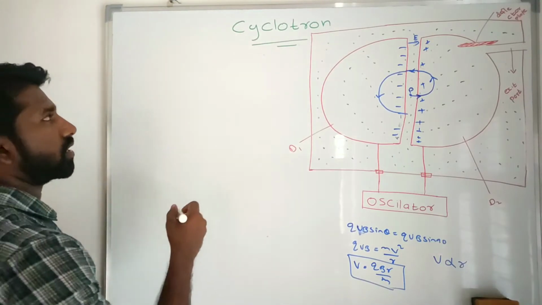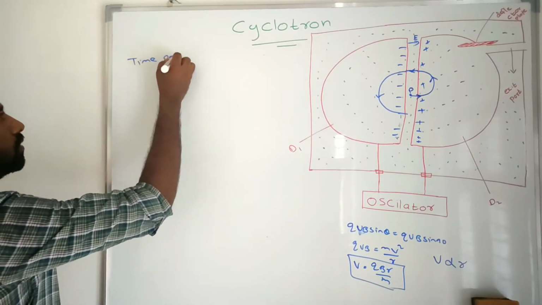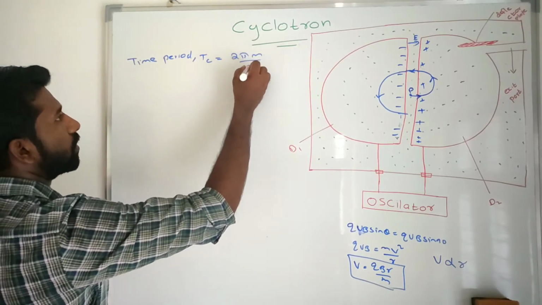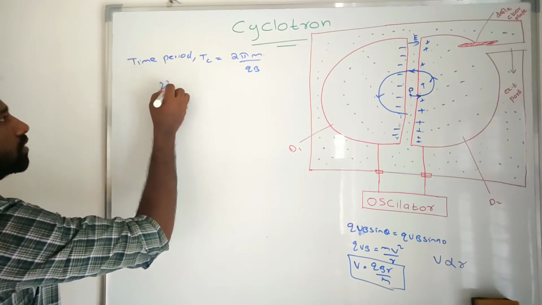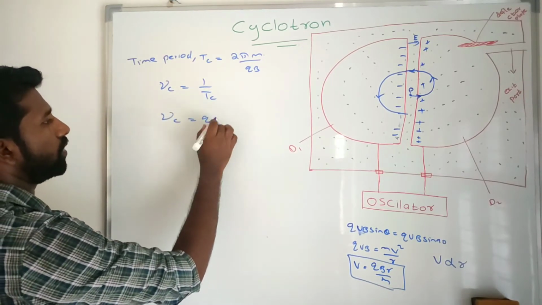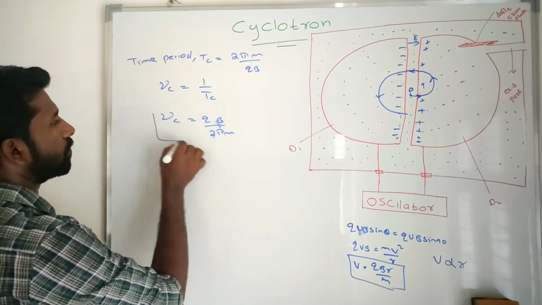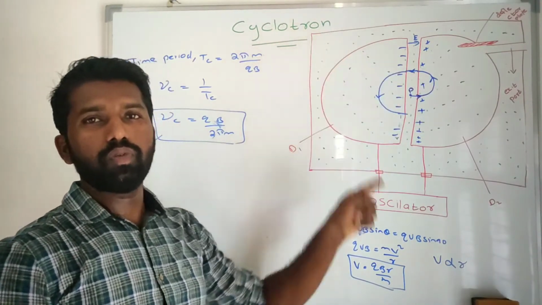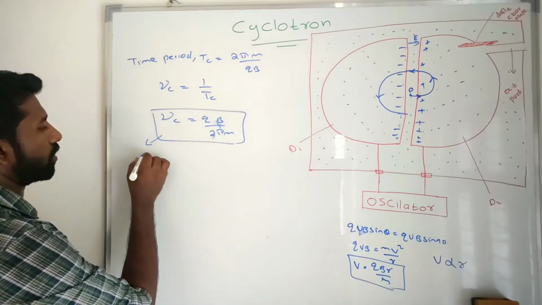Okay. So what is the time period? Time period means time taken to complete one revolution. Time period of the cyclotron is equal to 2 pi m divided by qB. Then what is the frequency? Frequency is equal to 1 by time period. So frequency is equal to qB divided by 2 pi m. This is the frequency of the charged particle moving in the disk. This is the cyclotron frequency.